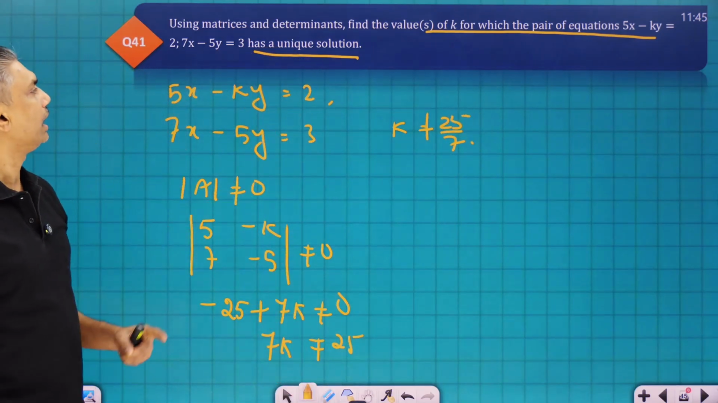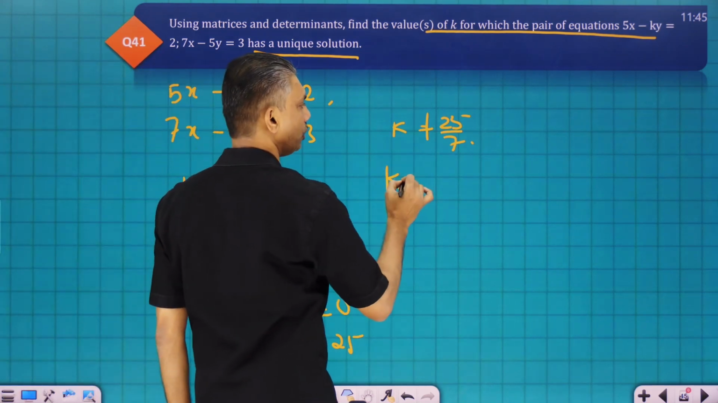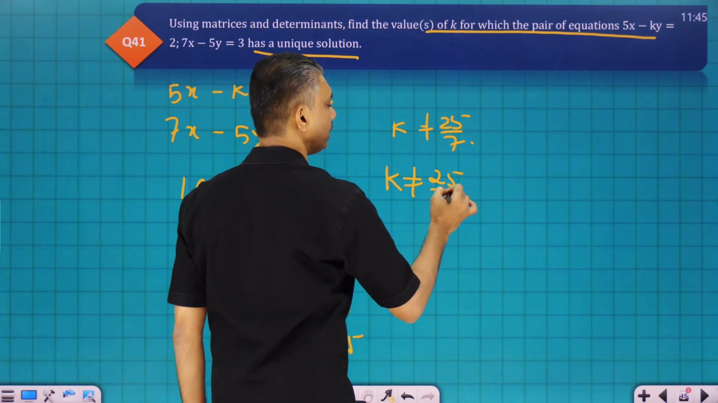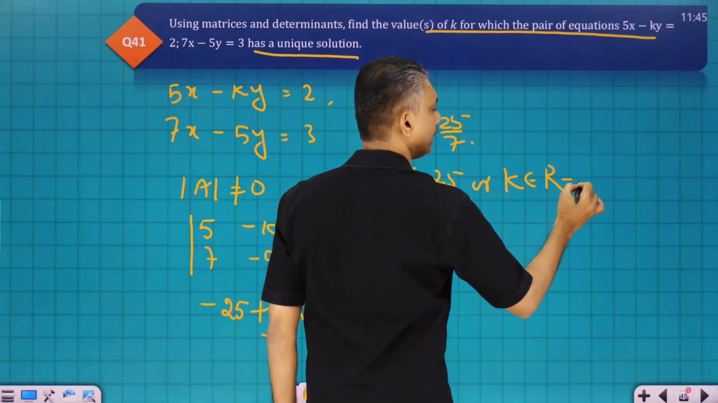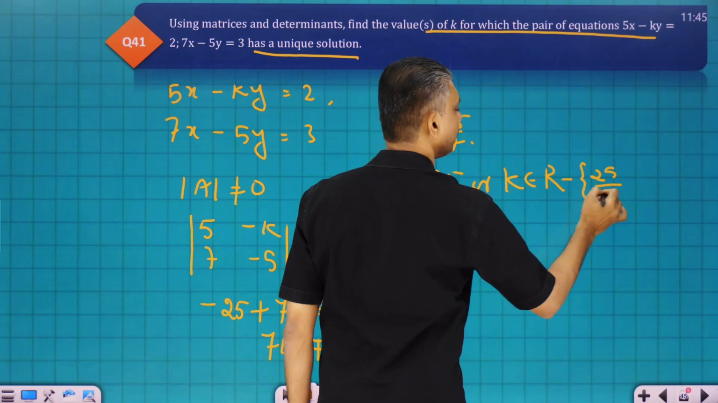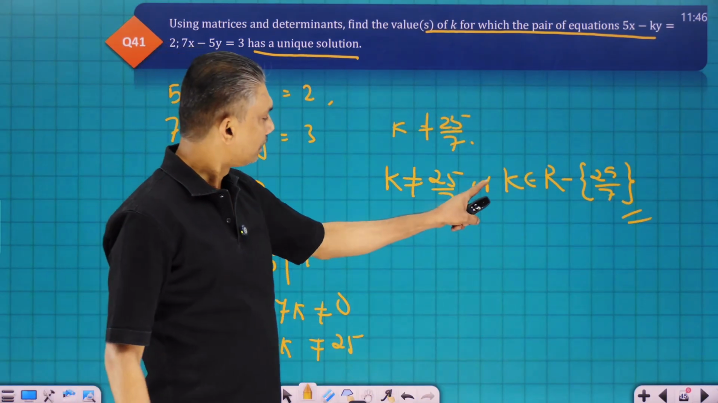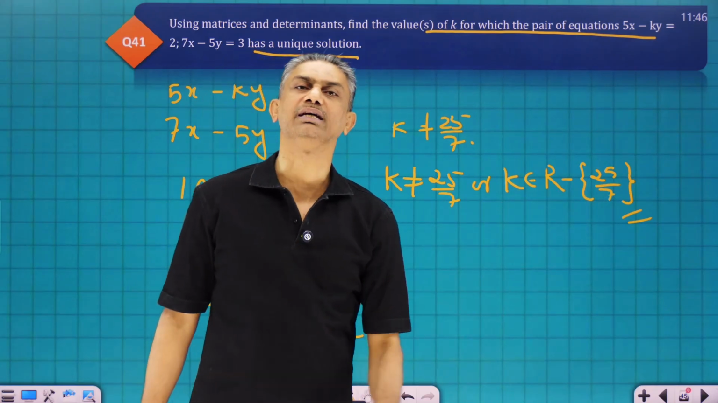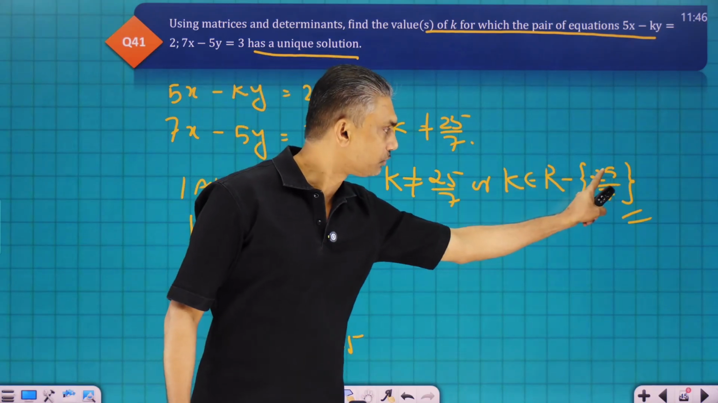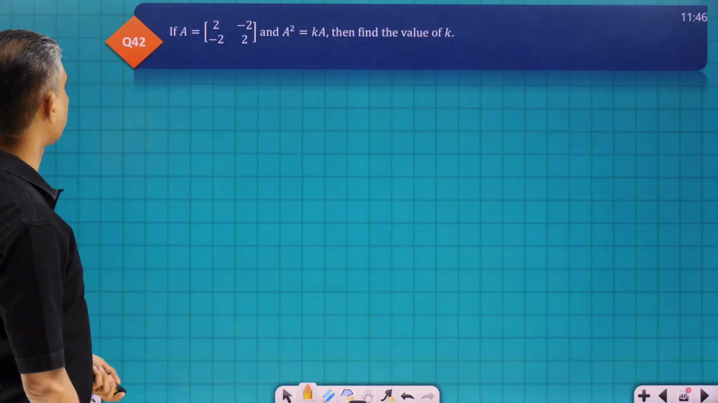Therefore, what are the values of k? k not equal to 25 by 7, or k belongs to R minus 25 by 7. Any real number except 25 by 7. That is the solution. It's very simple. Now go for the next question.